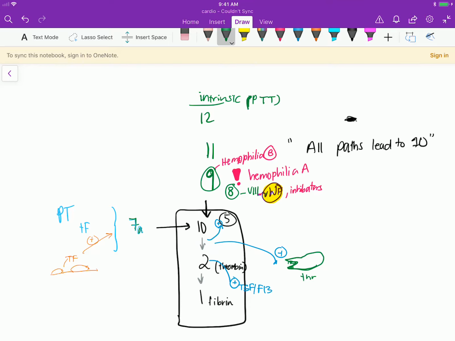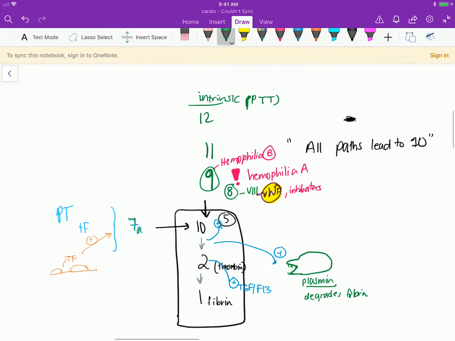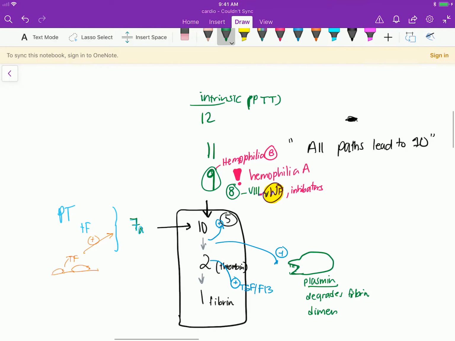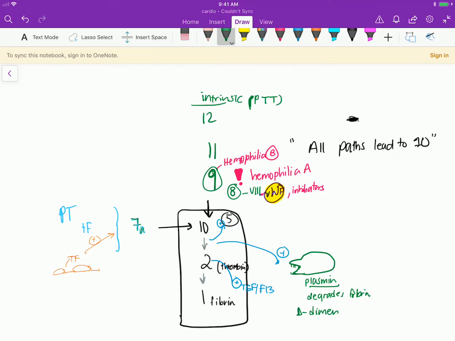Sorry, thrombin also activates plasmin. And plasmin, remember, degrades fibrin. This is plasmin, and remember, plasmin comes from plasminogen, and it's basically a cutter, so it degrades fibrin products. Think of it as a safety mechanism, right? Like you are making a clot, but you also activate plasmin to make sure that you don't overclot things. And it leads to D-dimers. D-dimers, remember, are just a natural breakdown of fibrin.